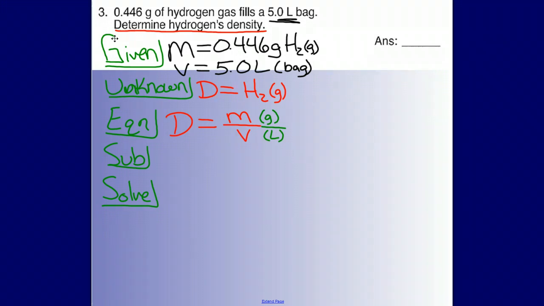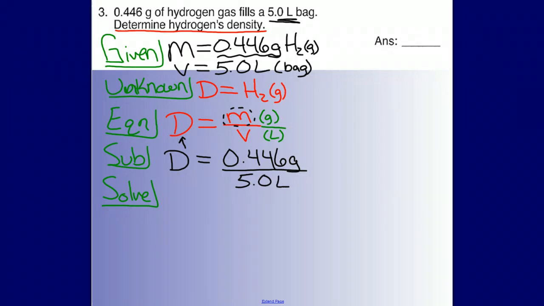Now we want to substitute in here. What is my density? Do I know D? No, I don't know D, so that stays as an unknown. Do I know M? That's what I'm looking for. And yes, I do. It's right up here. That's my M, so I will plug it in: 0.446 grams. Remember, units are so important. Then my volume, do I know my volume? Yes, it is 5.0 liters.